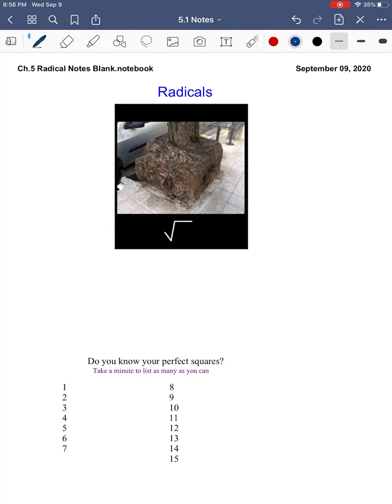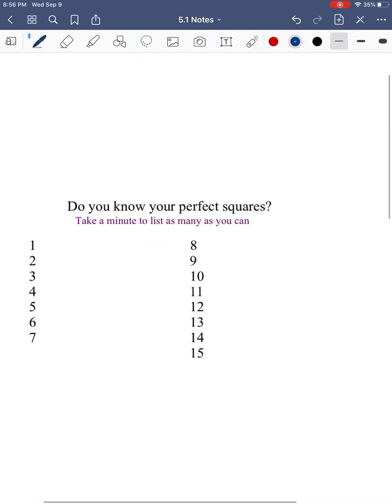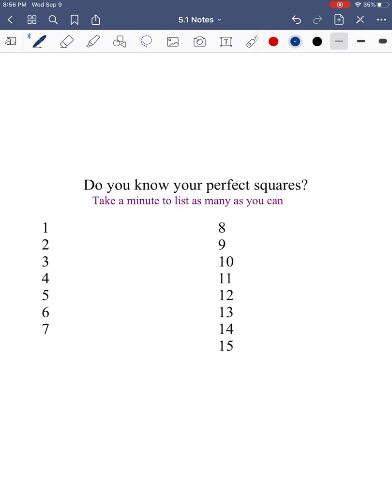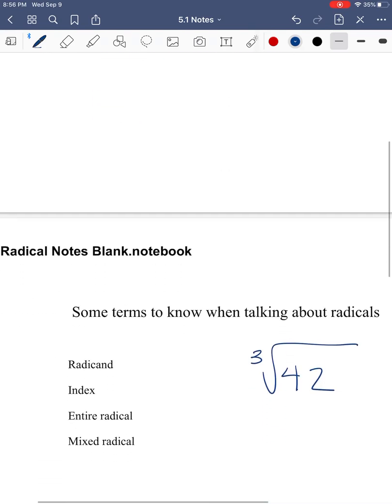Today we're going to be looking at adding and subtracting radicals. So to start off with, I would take a minute, fill in your perfect squares. These are very important to know. Pretty well the entire unit is based off of perfect squares because those help us simplify our radicals.